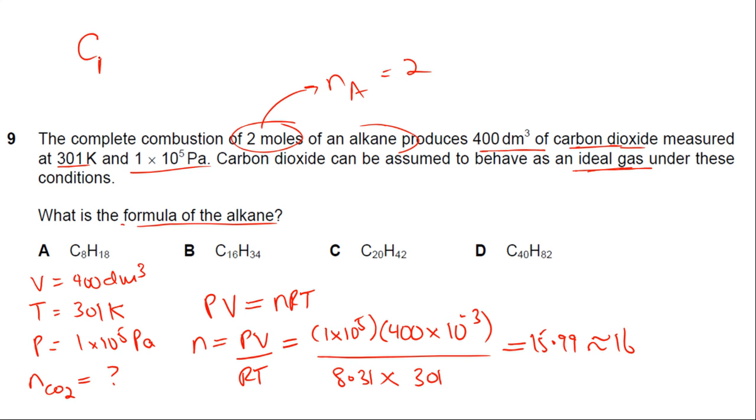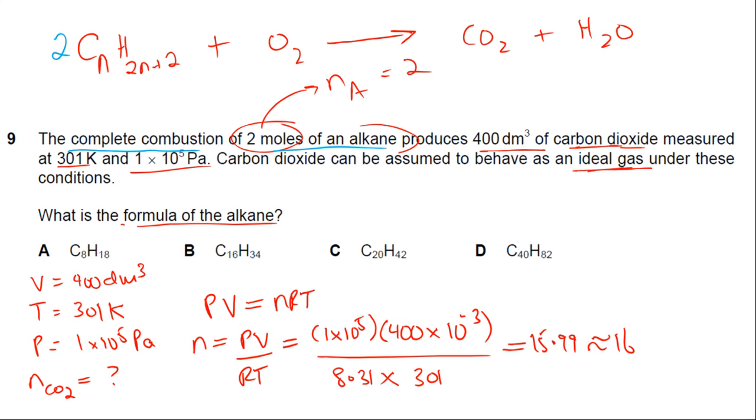Now here's the thing. Let's say I have this alkane, and we know the general formula for alkanes is CnH2n+2. It's reacting with oxygen, and that gives us CO2 plus H2O. Because it's complete combustion, we will get CO2. They said we have 2 moles of alkane. So if there's 2 moles of alkane, then in order to balance this equation, how many carbons do I have on this side? 2n, right? So I would write 2n over here.